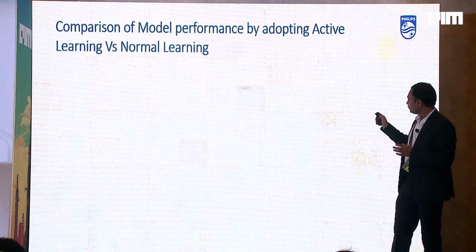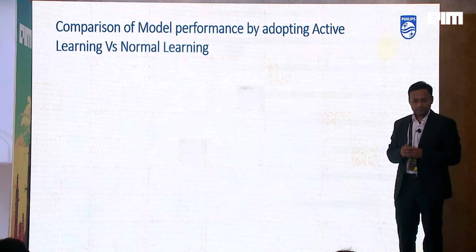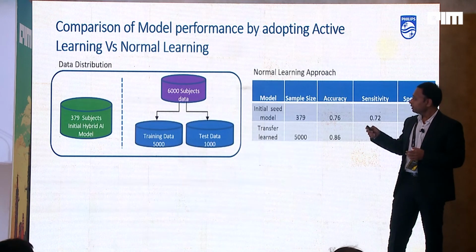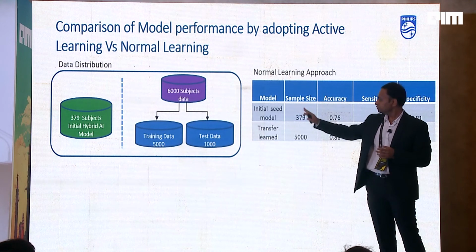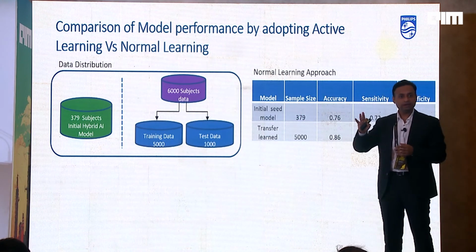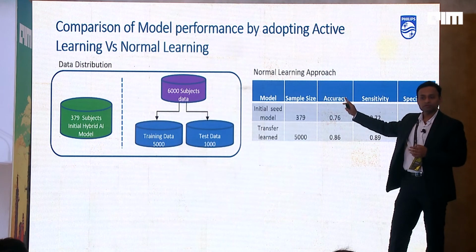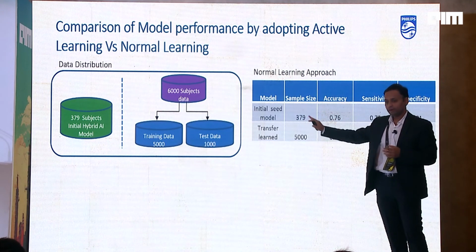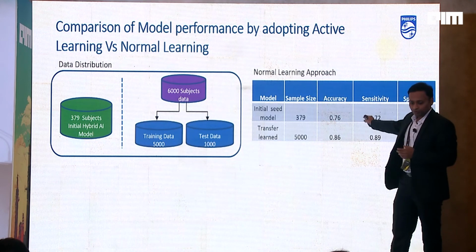Now, with that as an approach that we put across, let's look a bit at the comparison between this concept of active learning versus that of a normal learning. So the data distribution still remains the same. Like the last experiment, we took 379 subjects and built an initial hybrid AI model. Now, we had access to close to 6,000 subjects' data. Out of that, it was divided into 5,000 for training and 1,000 for testing.